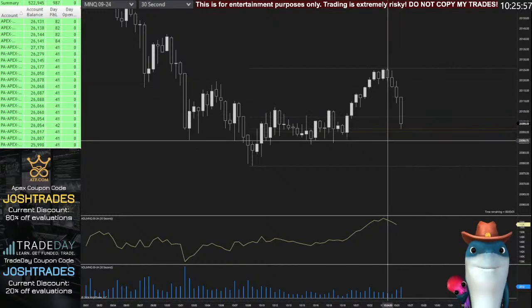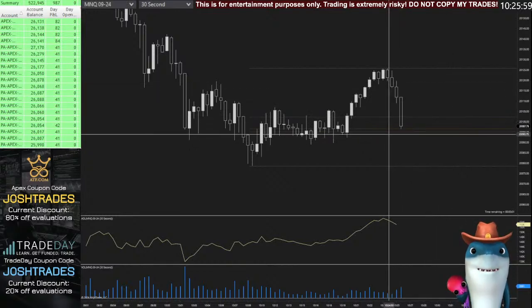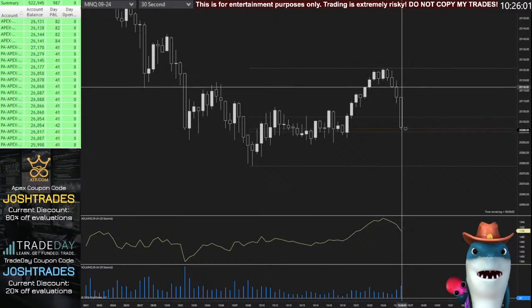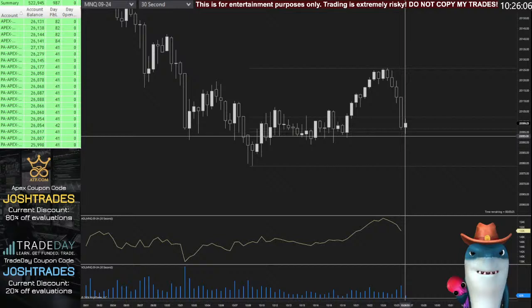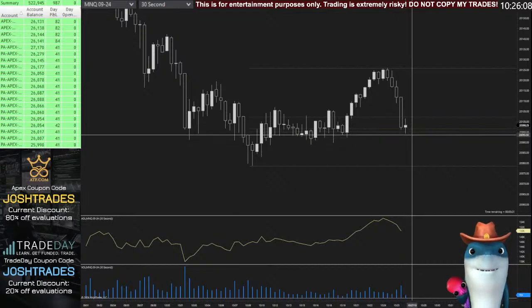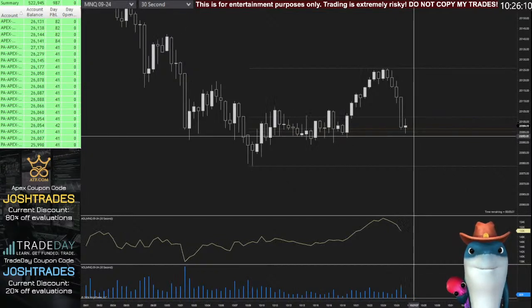I don't think I am going to take this trade. I thought about it. There's some liquidity here, but this dump looks a little too sketchy for me to try to fade it. Yeah, I don't think I'm going to do that.